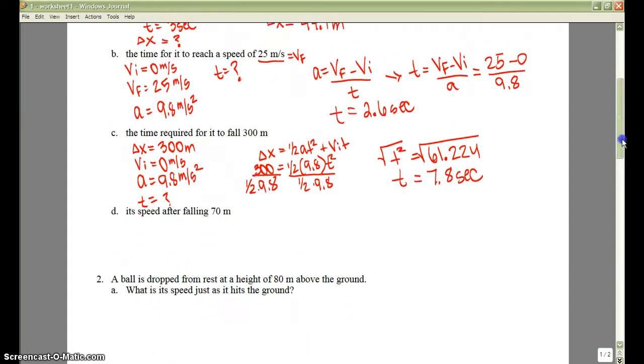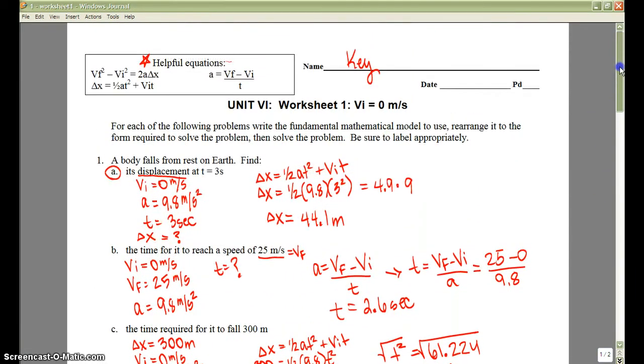For the very last part of this problem, we want to find the speed after falling 70 meters. Just like the previous problem, this 70 meters is our delta x. We still have our initial velocity of 0, and our acceleration is still 9.8 meters per second squared. But this time we want to know how fast it's going to be traveling at the end when it hits that 70 meter mark. Looking at our helpful equations, there is one equation that does not have time at all. That's the equation we want to use for this problem.